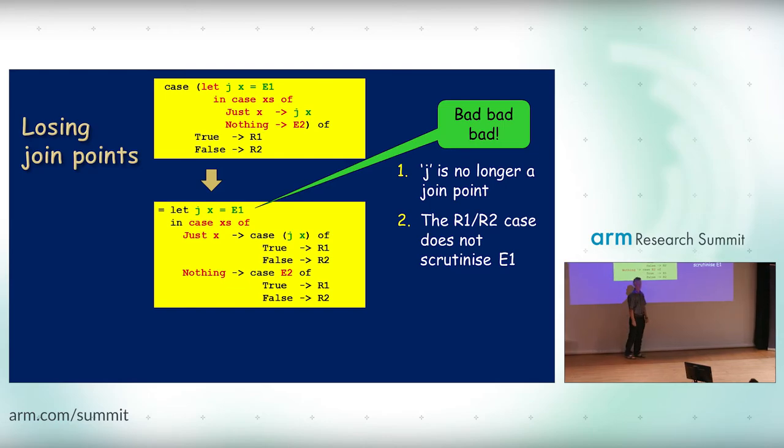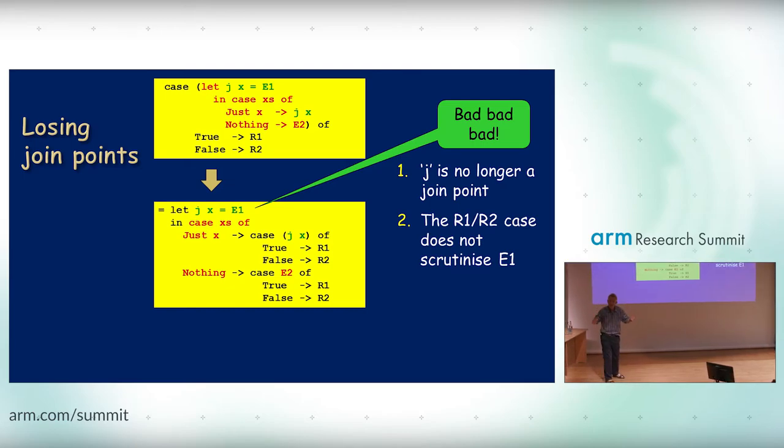Okay. But the problem is the step from here to here, which is doing something that's usually good, has actually done bad things to J. And I hate it when my compiler is saying, if I did this thing, something gets better and something else gets worse. And it's very difficult to make optimization work well under those circumstances. So what would we like to do?